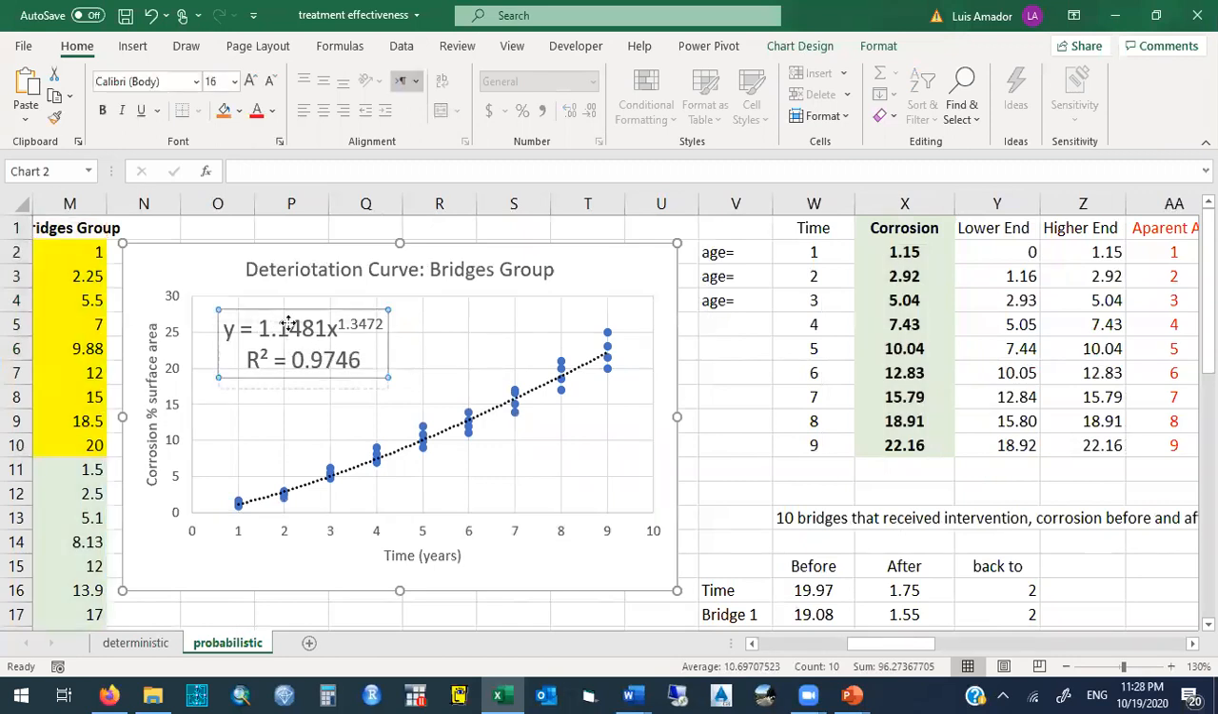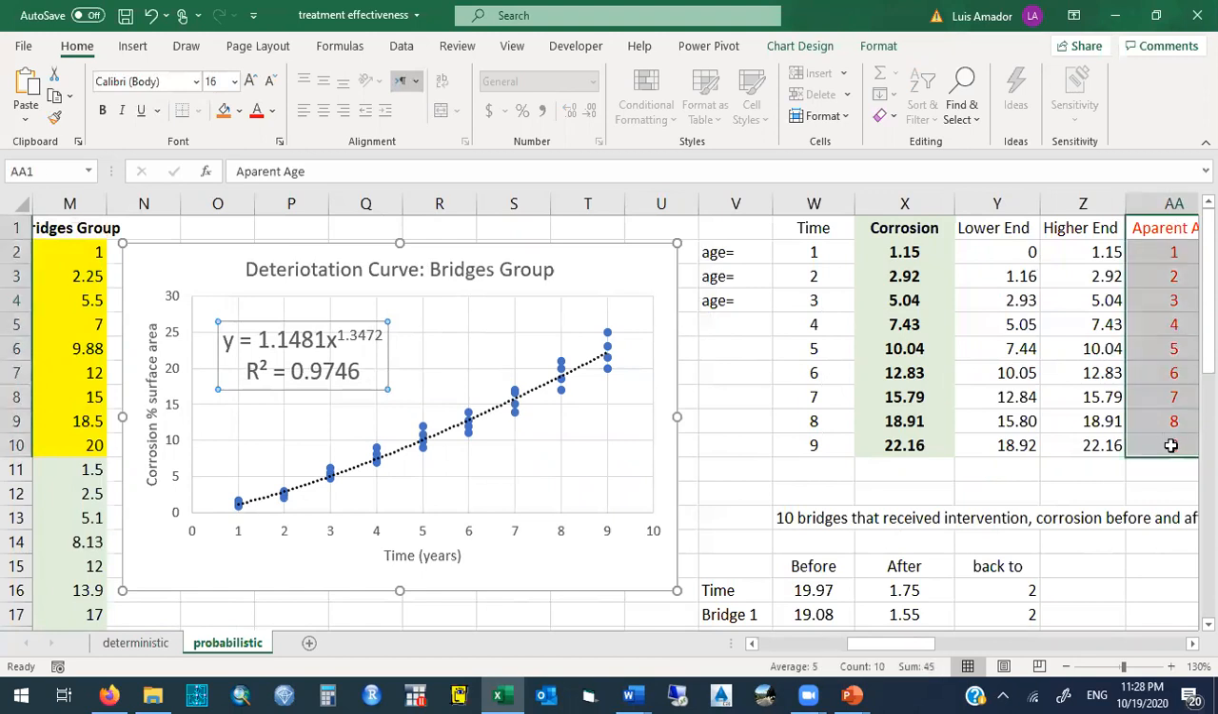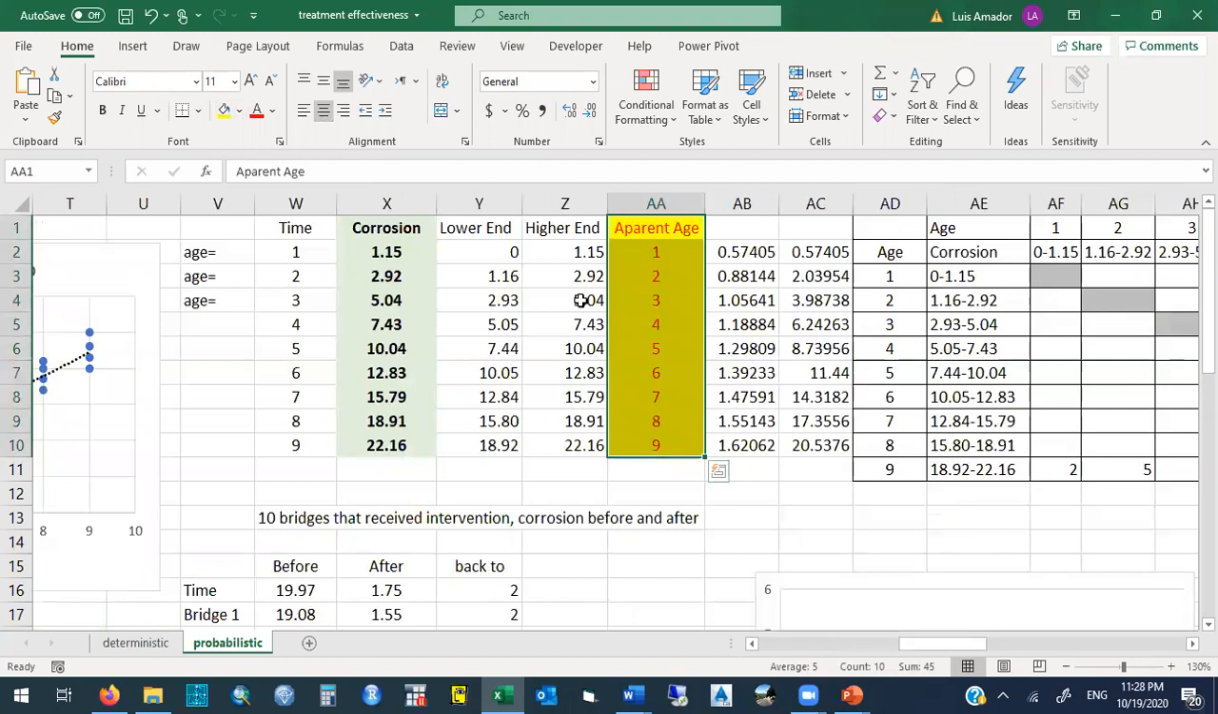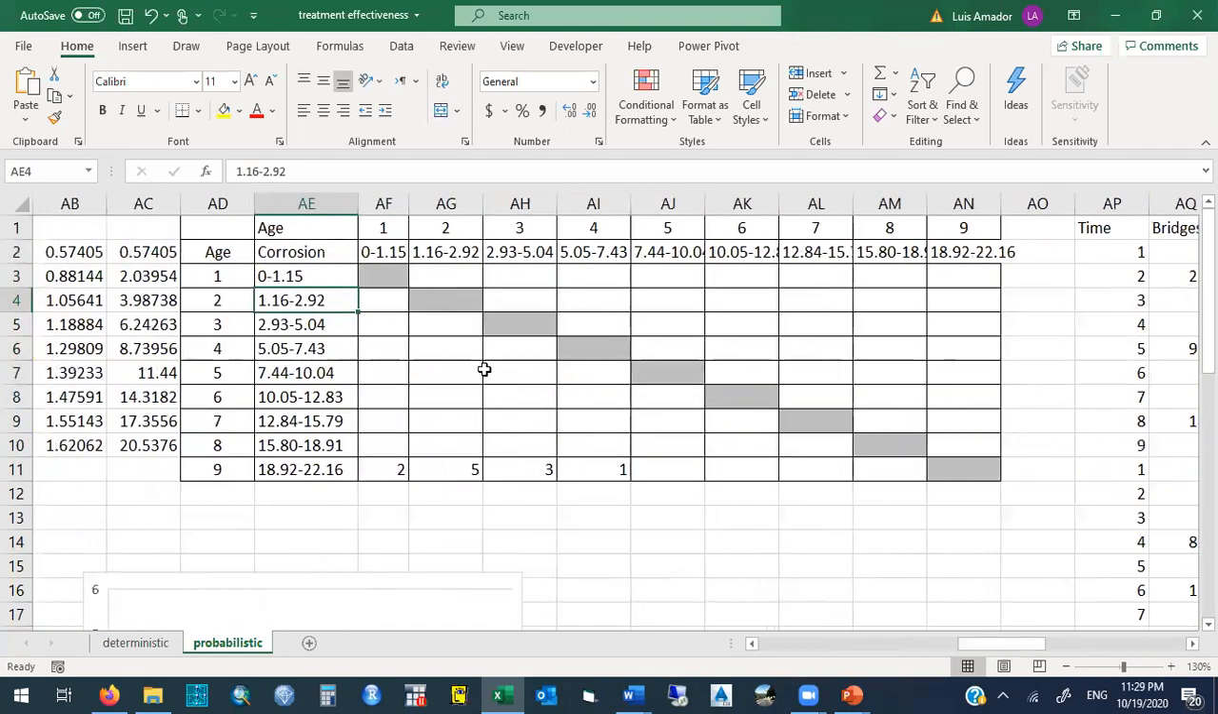But I'm using this equation to get apparent ages and the indicator. So I'm going to take those and say age, this one, and corrosion, this one. That's how I get these two columns. Are we clear so far? It's a simple relationship between every time step in years and the amount of damage that I have. Of course, I have a range associated with it. And these same values I have here are the same values I have here.